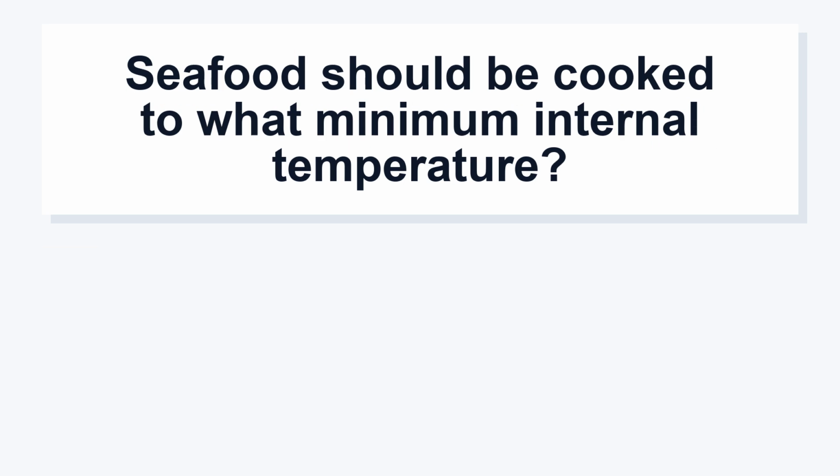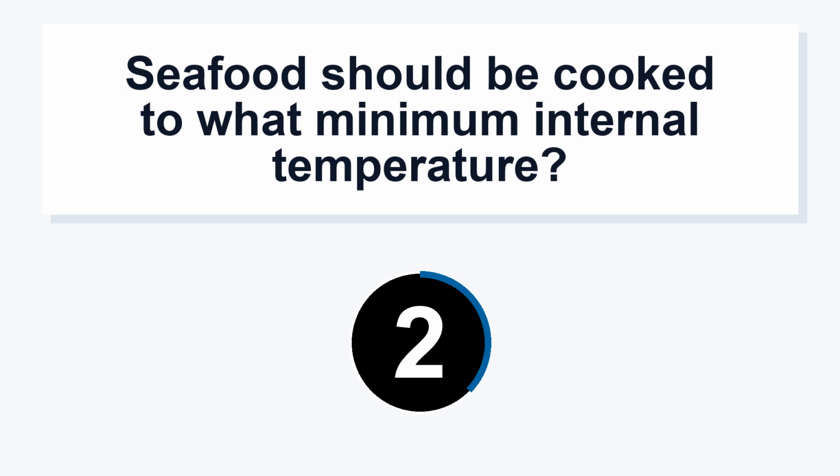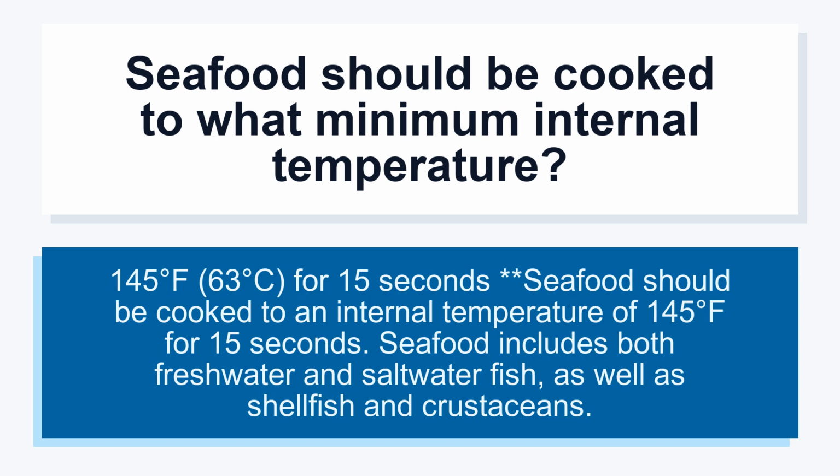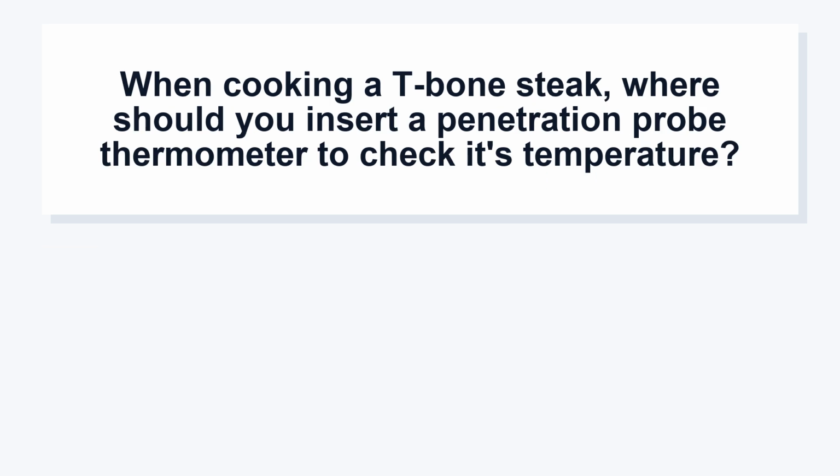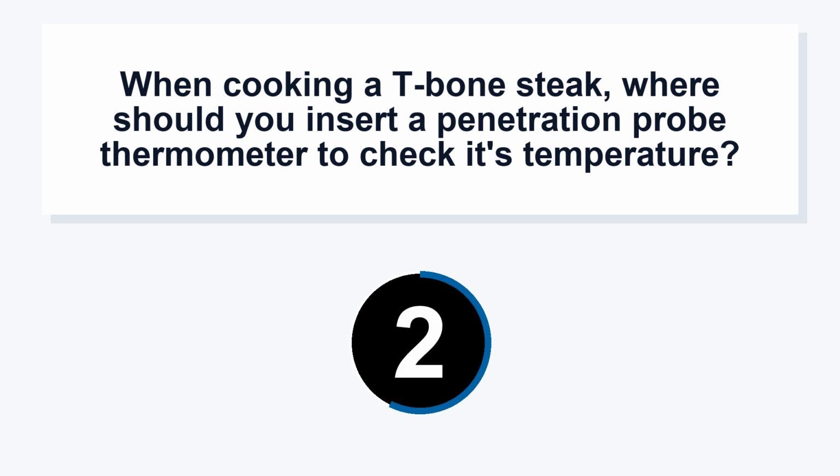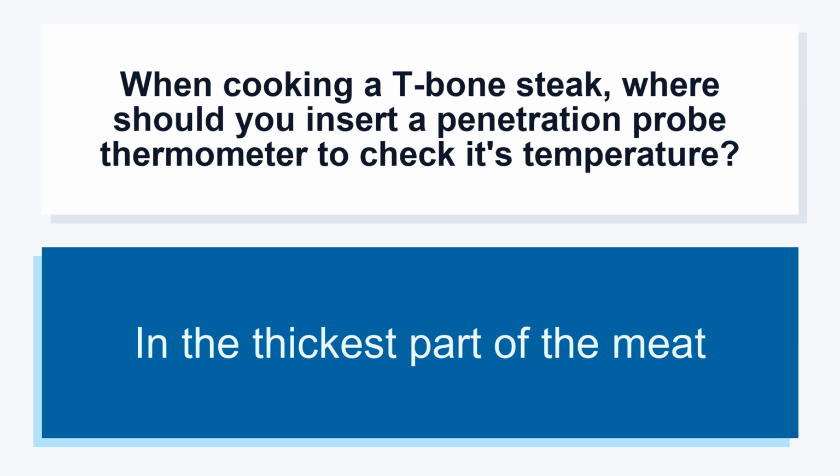Seafood should be cooked to what minimum internal temperature? 145 degrees Fahrenheit, 63 degrees Celsius, for 15 seconds. Seafood should be cooked to an internal temperature of 145 degrees Fahrenheit for 15 seconds. Seafood includes both freshwater and saltwater fish, as well as shellfish and crustaceans. When cooking a T-bone steak, where should you insert a penetration probe thermometer to check its temperature? In the thickest part of the meat.